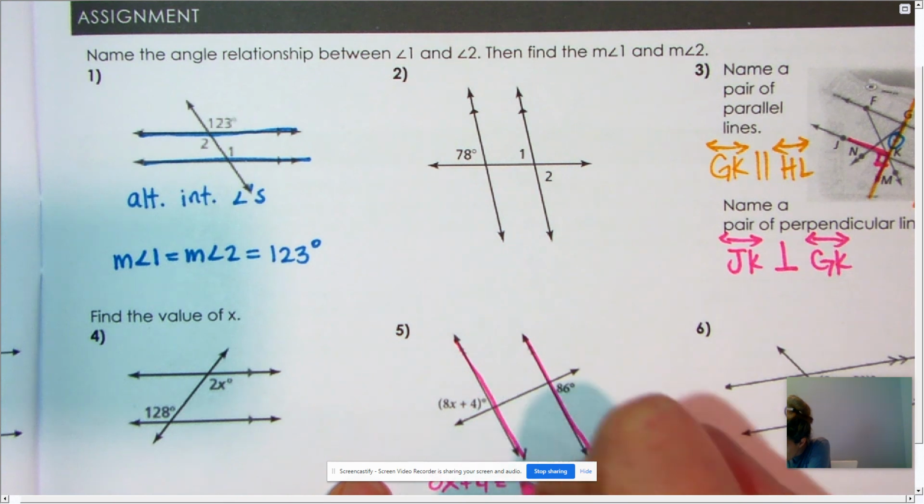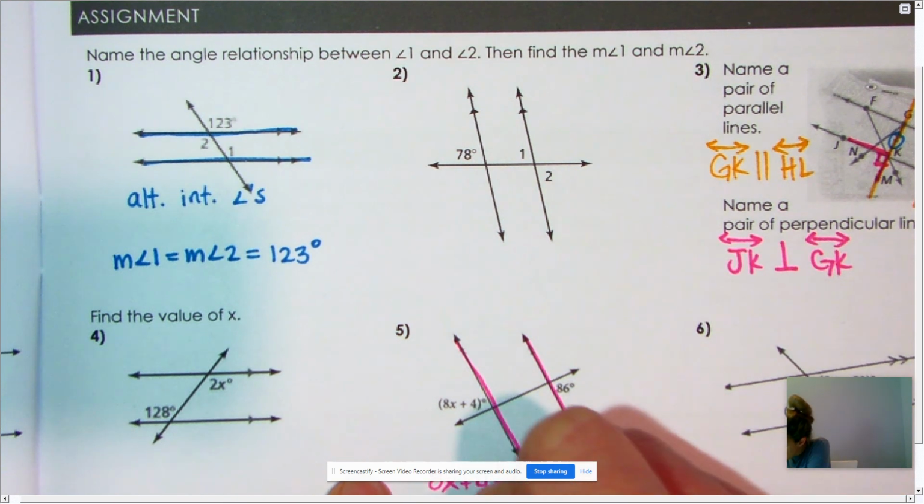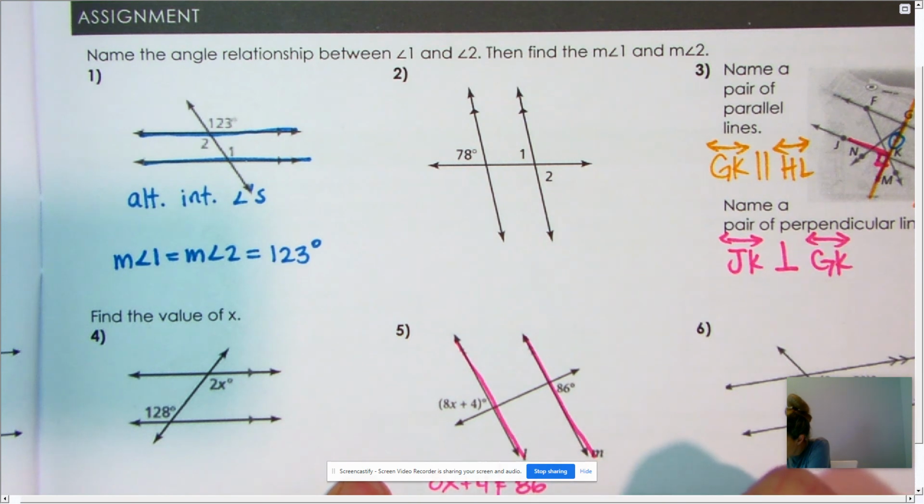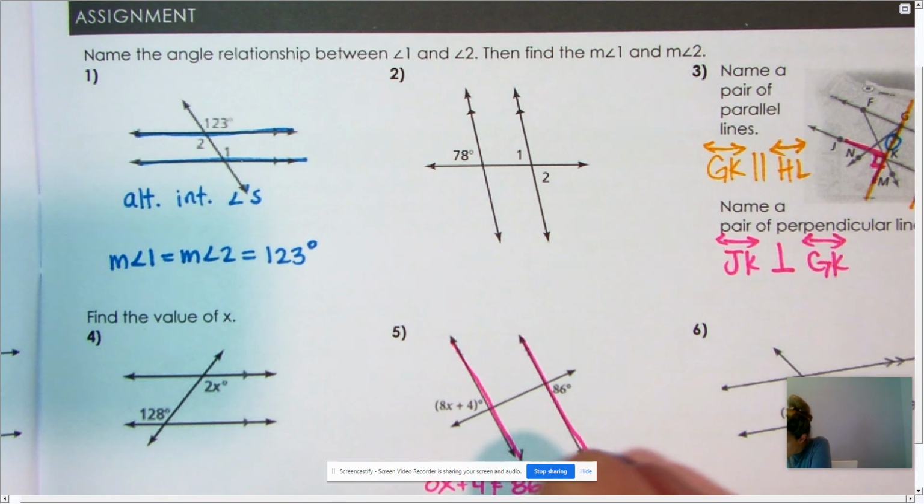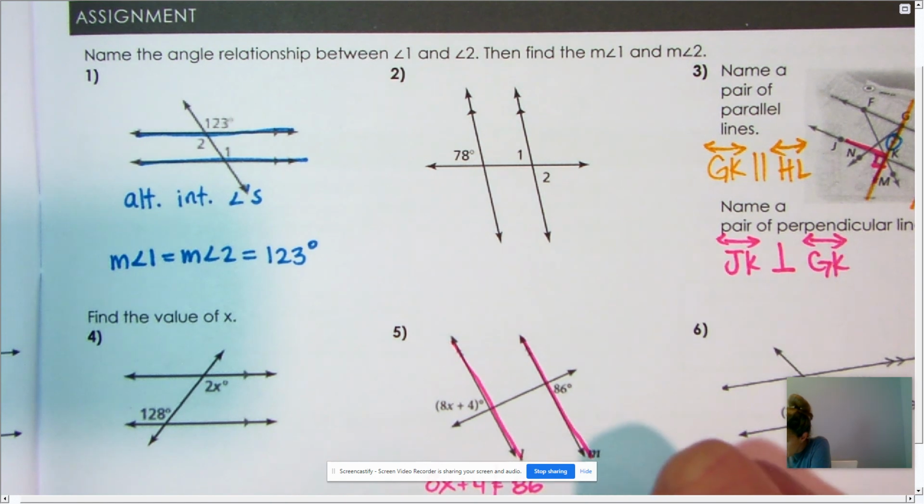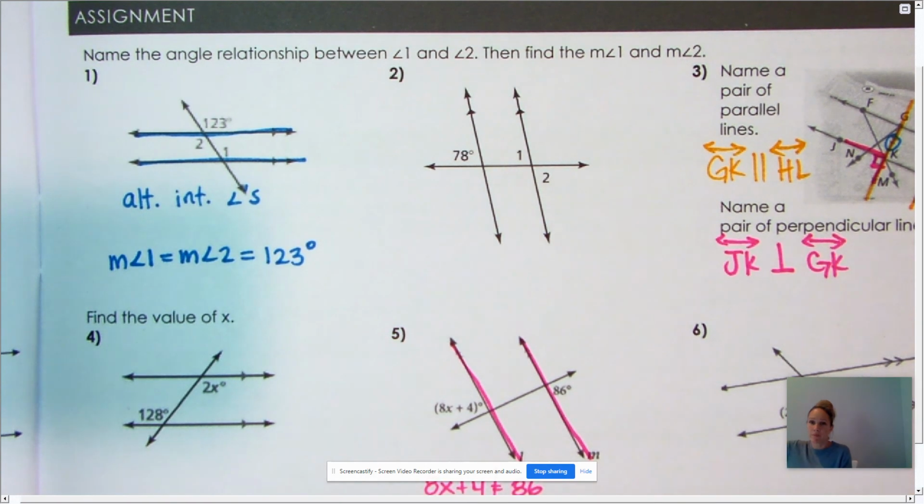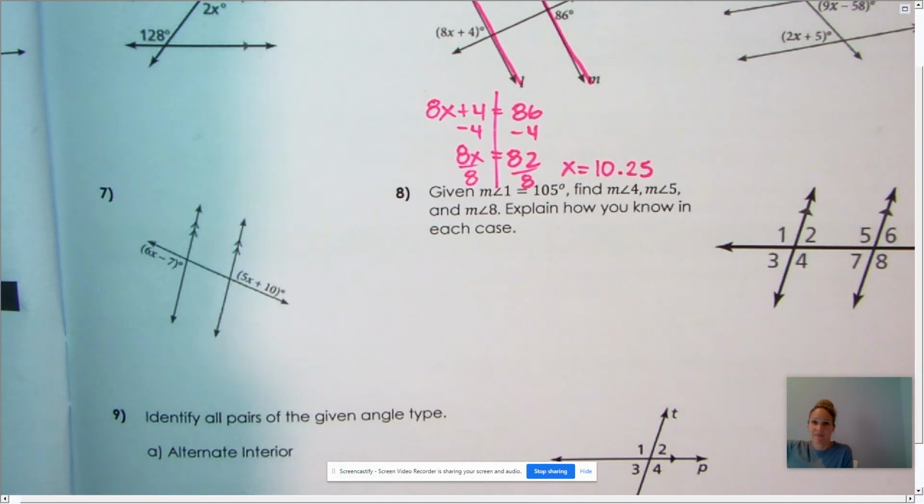8x plus 4 is equal to 86. So take away the 4 on both sides. So 8x is equal to 82. And then I'm going to divide by 8 on both sides. And it goes in 10 times with 2 left over. Well, 2/8 is the same thing as 1/4, which is 0.25. Oh, sorry about that. Or you could use a calculator.